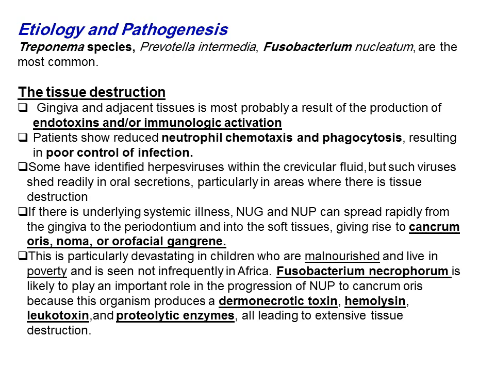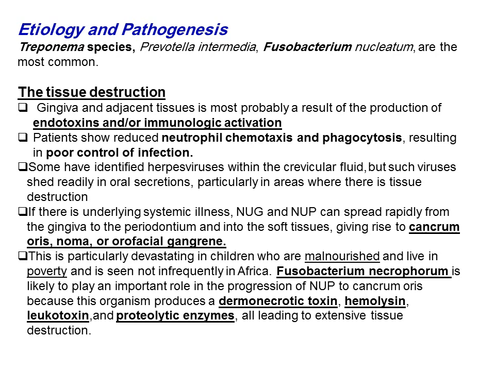What is the etiology and pathogenesis? Treponema species were the most commonly seen associated with this condition. Also, there are other types of bacteria. Tissue destruction of gingiva and adjacent tissue is mostly associated with production of endotoxin and or immunological activation. Patients show reduced neutrophil chemotaxis and phagocytosis resulting from poor control of infection.